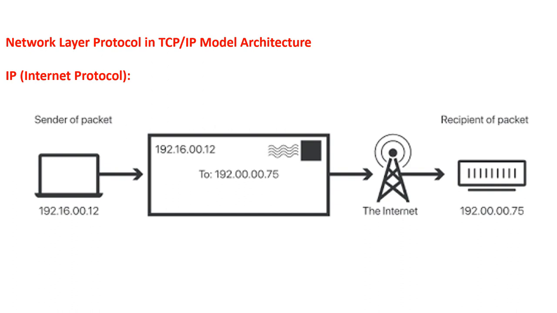Now let us discuss some important network layer protocols in the TCP/IP model architecture. IP, that is Internet Protocol. The Internet Protocol is the network layer communication protocol that works in the internet layer of the TCP/IP model. It is used to address the datagram with the source and destination information.